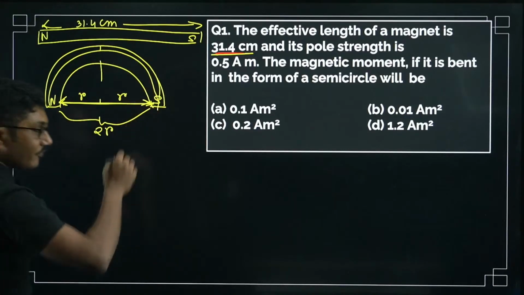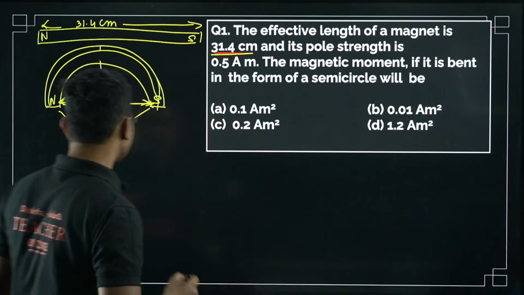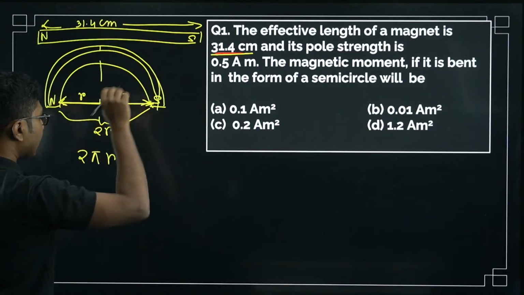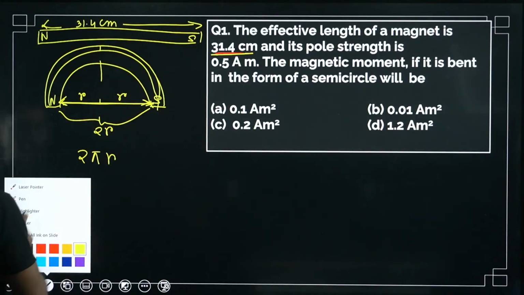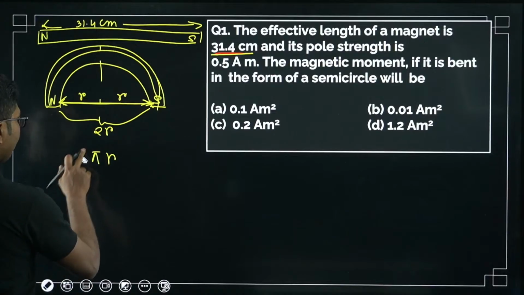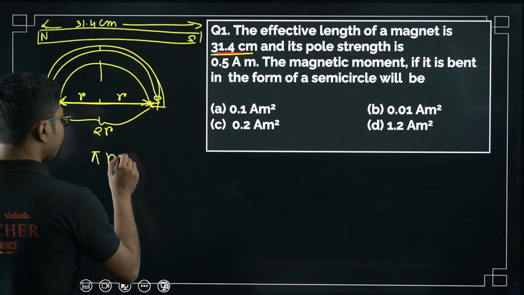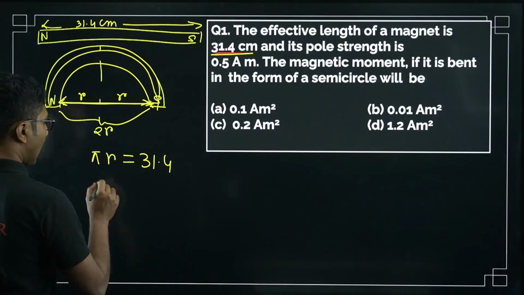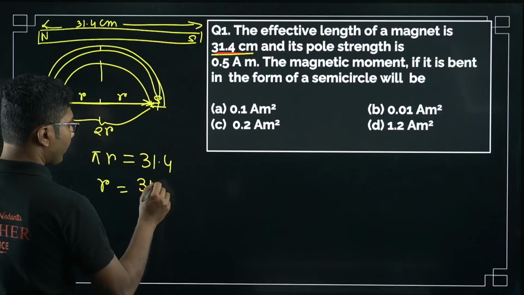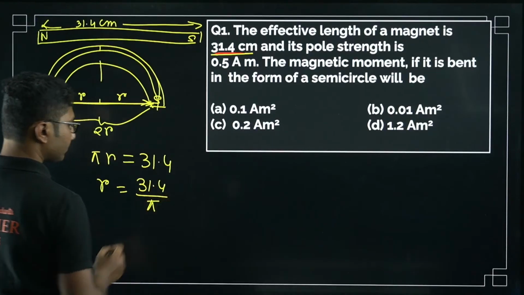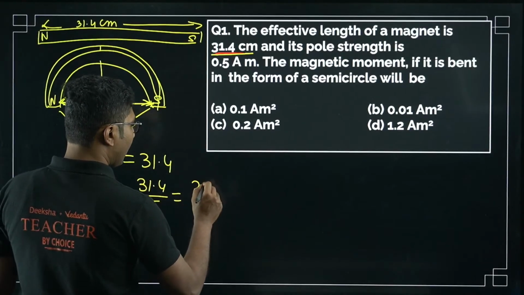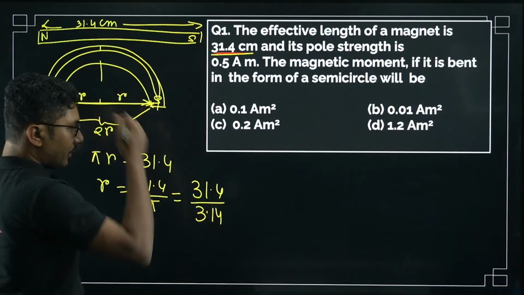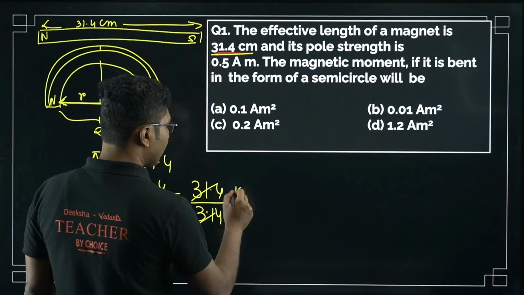This is a circumference, right? We have to calculate the circumference. 2 pi r is the usual circumference for the complete circle, but here we have only a half circle, so it will be only pi r, and pi r will be equal to the length given in this question, 31.4. So r will be 31.4 divided by pi. Now what is the value of pi? We can approximately take it as 3.14. So if you cancel it, it will be 10 centimeter.